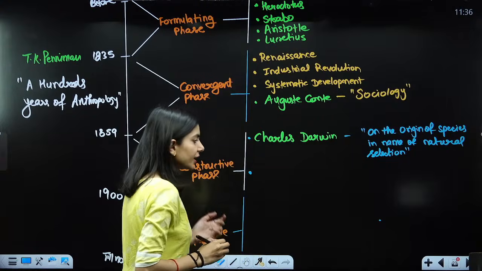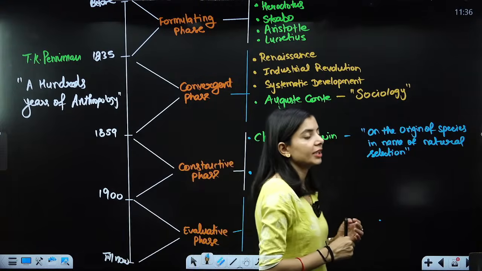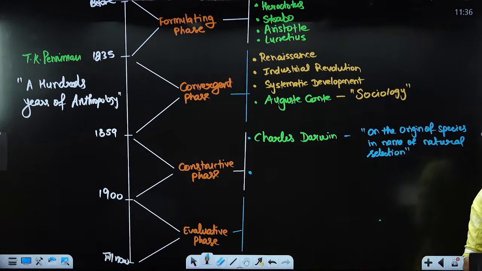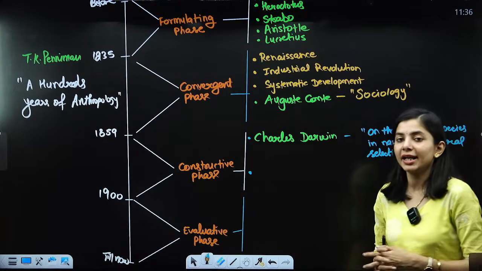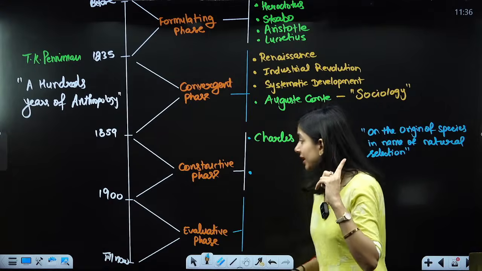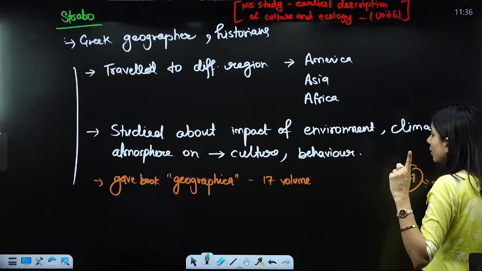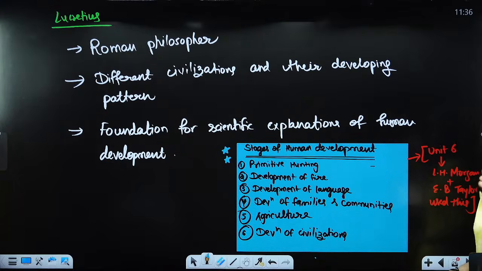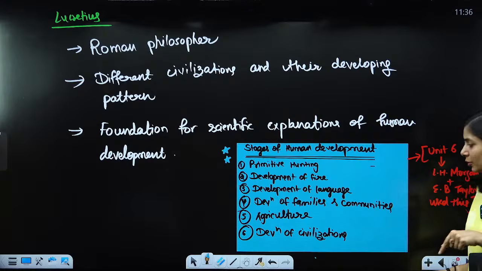Fine. Okay. So the next part we are going to study here is that anthropology got recognition in Oxford. Anthropology got placed in Oxford due to the effort of E.B. Taylor and L.H. Morgan. Remember the names? E.B. Taylor and L.H. Morgan, who took inspiration from Lucretius, who provided the stages, as I told you. I will further explain them in unit 6.